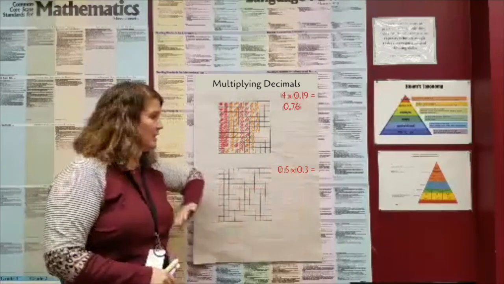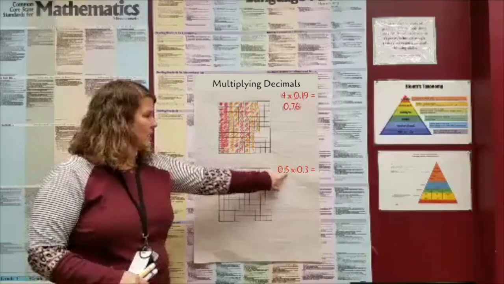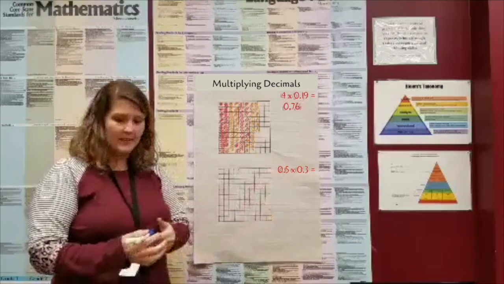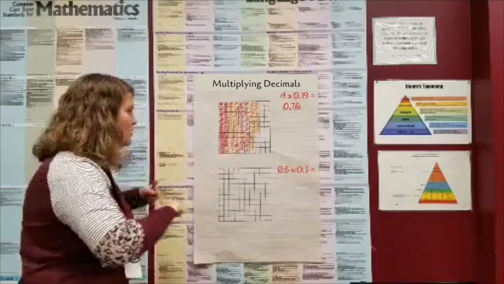So the next thing I want to show you is what happens when you multiply a decimal times a decimal. Still using our hundredths grid here. What we would do first is look at our first decimal, and again, we wouldn't say 0.5, we would say 5/10. And I'm going to color in 5/10 going horizontally. So watch what happens here.